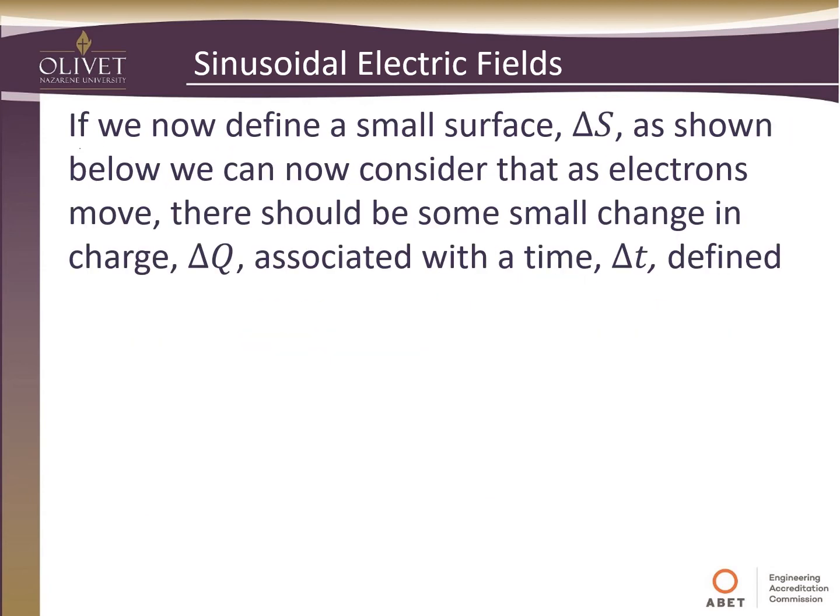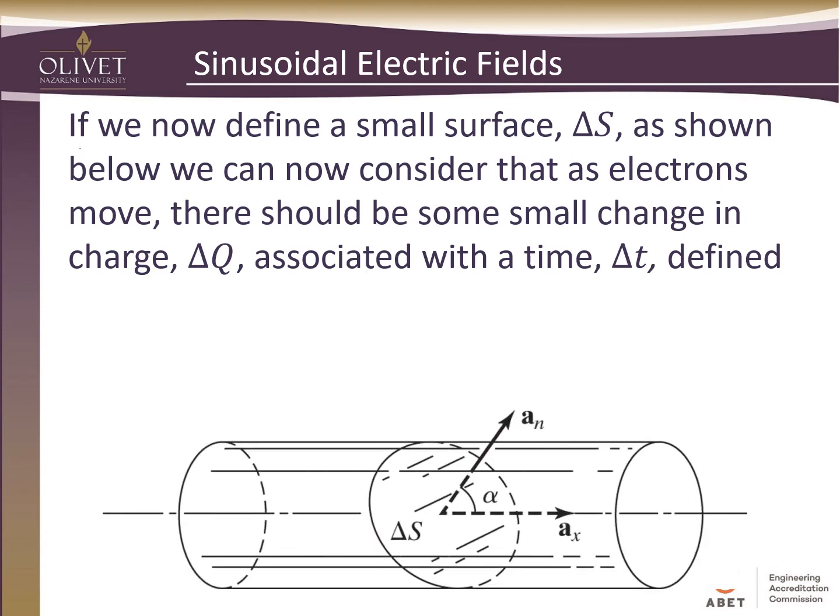So now if we want to extend this further, we can define some small surface. We'll call it delta S, as shown in this graph here. So here is our small surface, delta S. And we want to consider that as electrons move, there should be some small change in charge, delta Q, associated with some time, delta T. So there should be some charge moving. It takes some time to go through this space here.